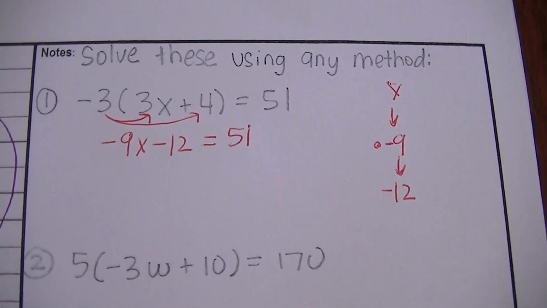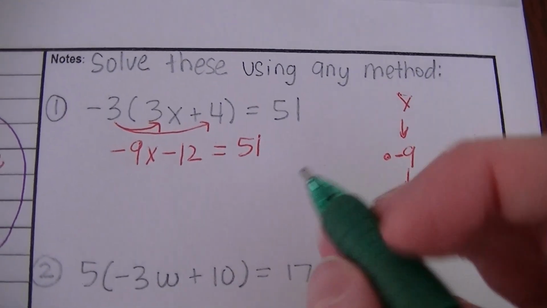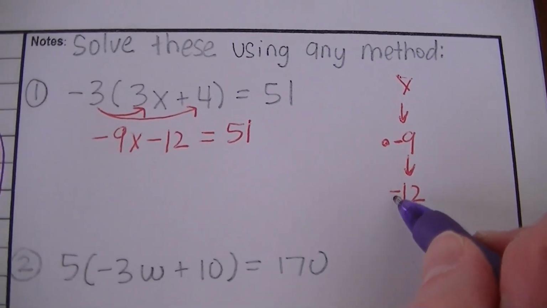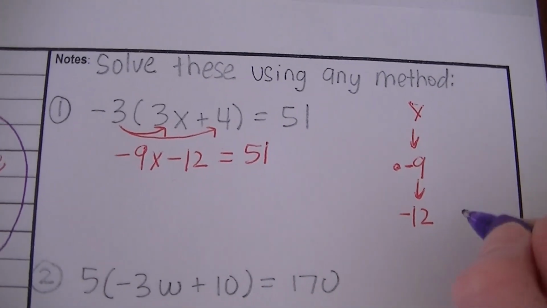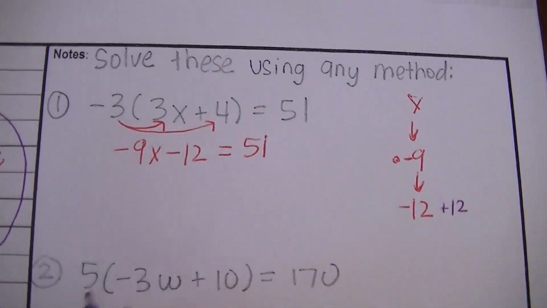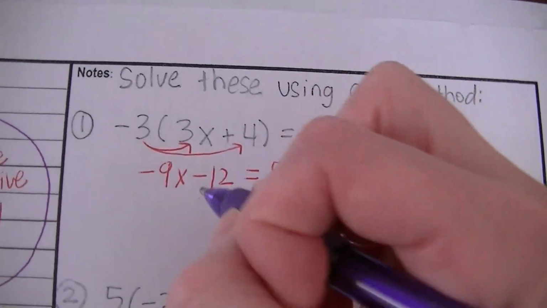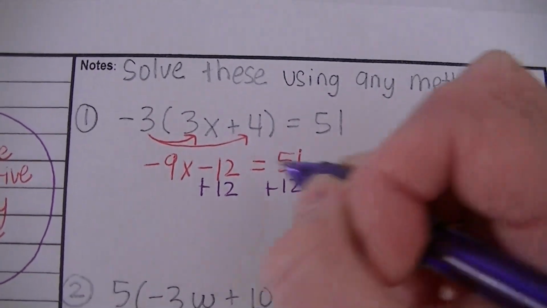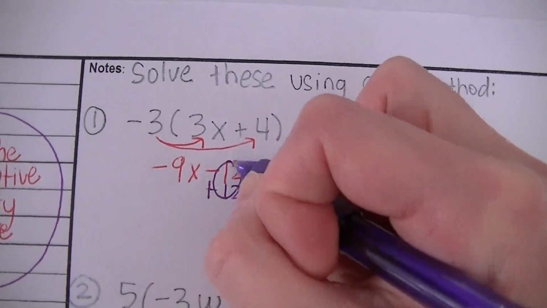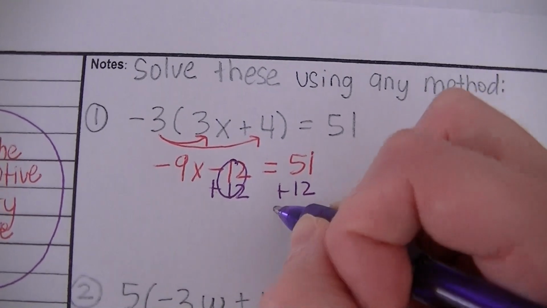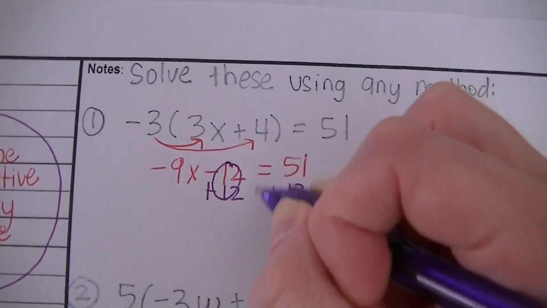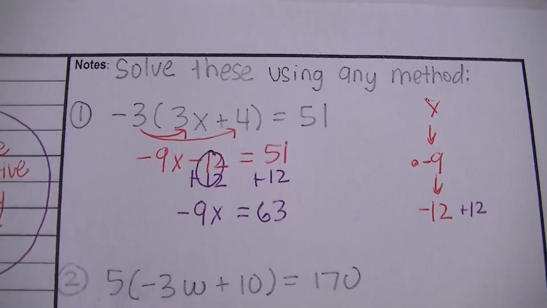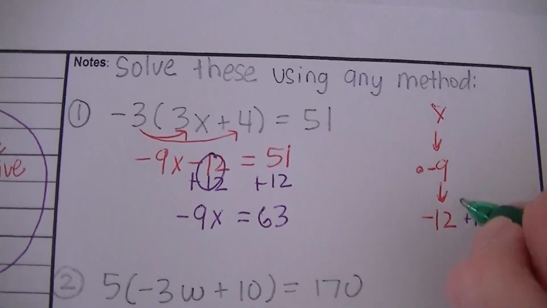So the next thing that's going to go on is I'm going to go ahead and use inverse operations. The opposite of negative 12 or minus 12 is plus 12. And that's what we're going to do to both sides of that equal sign. So add 12 over here and add 12 over here. Negative 12 plus 12 is 0. 51 plus 12 is 63. Bring down your equal sign. Bring down that negative 9x. Okay? Alright, now let's go on back up.